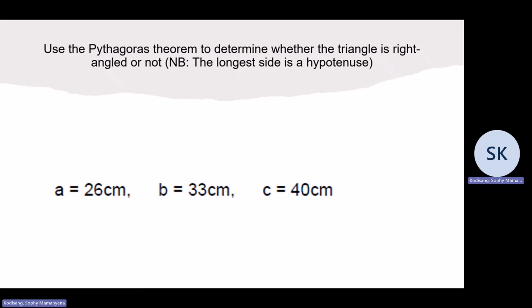So to determine whether the triangle is right angled or not, we need to check whether A squared plus B squared, the sum of the two, is equal to 40 all squared. If the left hand side is the same as the right hand side, then you immediately conclude that the dimensions satisfy the theorem of Pythagoras and they qualify to form a right angled triangle.